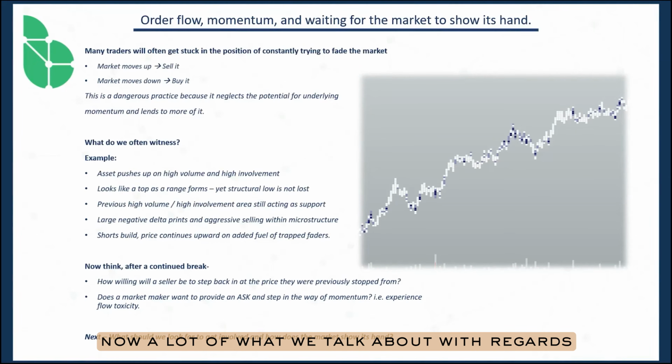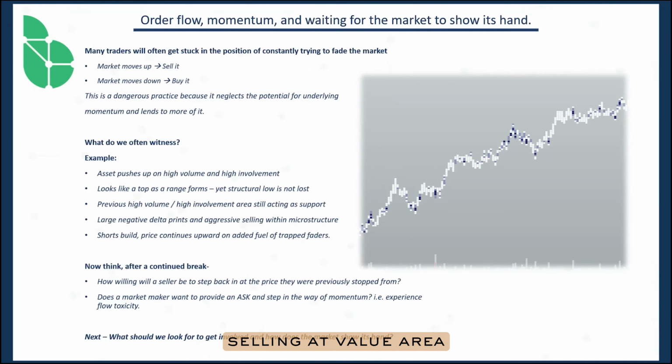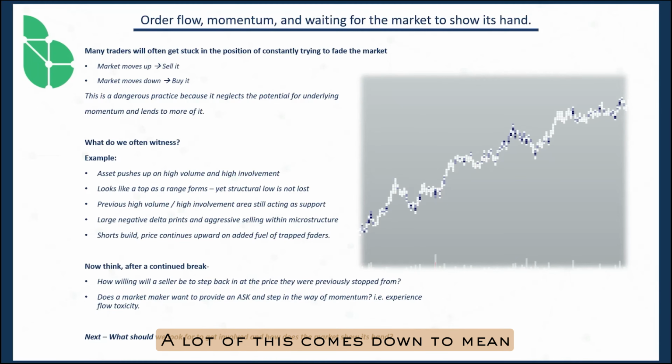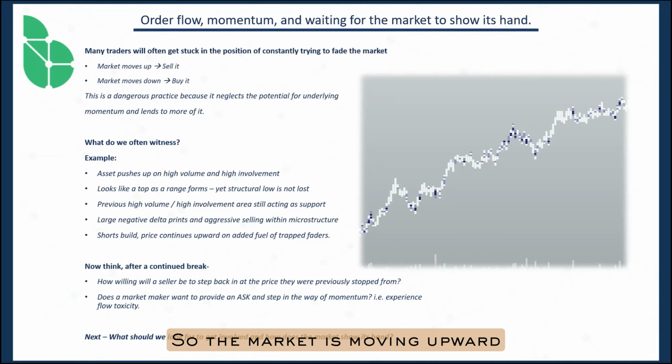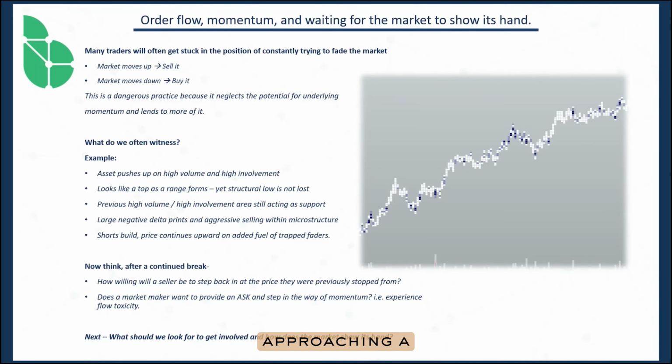Now, a lot of what we talk about with regards to trading the auction or a range, selling at value area highs and buying at value area lows, comes down to mean reversion trading. It comes down to fading the current direction of the market on the lower time frame. So the market is moving upward through the center of a range, for example, and approaching a higher time frame resistance, a range high, the value area high. What we're going to be doing is likely taking the trade in the opposite direction.